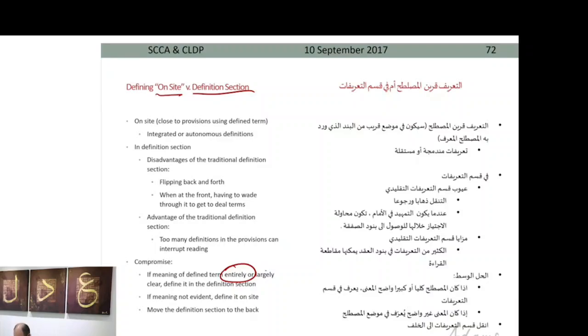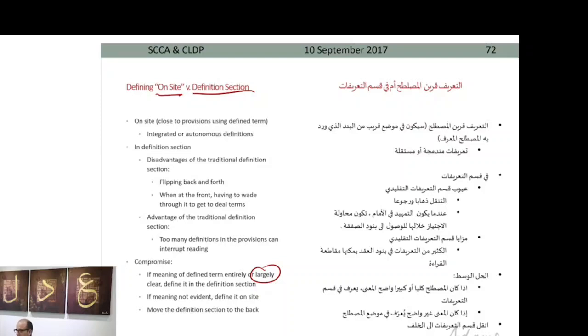And in terms of defined terms that are largely clear, I'm thinking of defined terms like person or affiliate or business day. If you encounter business day in a contract you're reading, you're not going to stop and say, I have no idea what business day means. You're going to say, I know what business day means. It's a day that's not a holiday. But there are different ways you can define it.